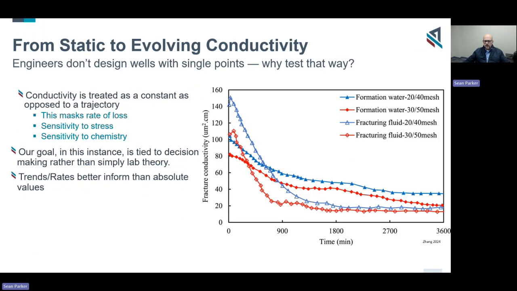So, from a laboratory perspective, we're again looking at some of these static endpoints, but from an engineering perspective, we don't design wells on static endpoints, so why test that way? We're masking rates of loss, the sensitivity to stress, and more importantly, right now, from my vantage point, that sensitivity to chemistry. If we tie this decision to that rather than making it just simple lab theory, I think we'd get a lot more buy-in from the industry overall. And again, these trend rates better inform rather than just absolute values. You can make a more keyed decision.